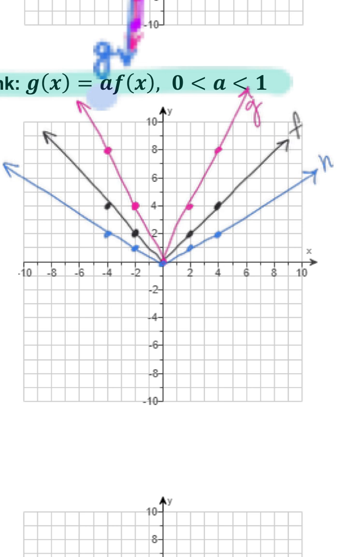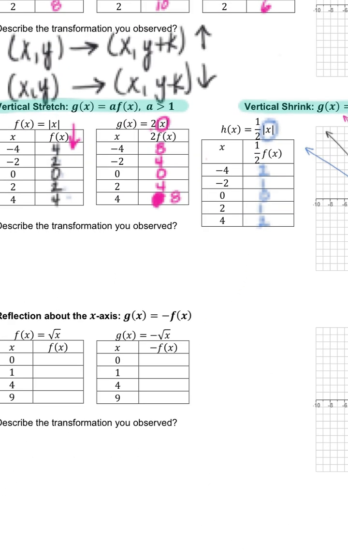So if you notice, with the vertical stretch the graph became more narrow, and with the vertical shrink the graph became more wide. All right, so what does that mean in terms of the points? If you look, the x values stayed the same. The y values are multiplied by a, so that is the number that is shrinking or stretching.